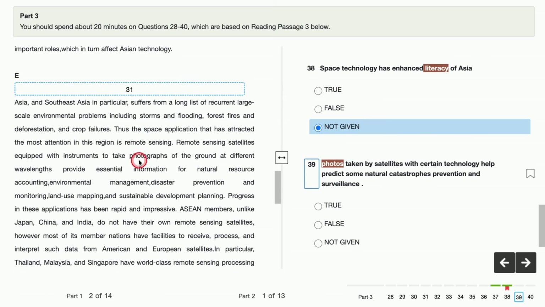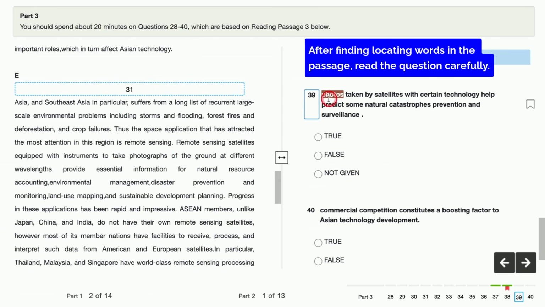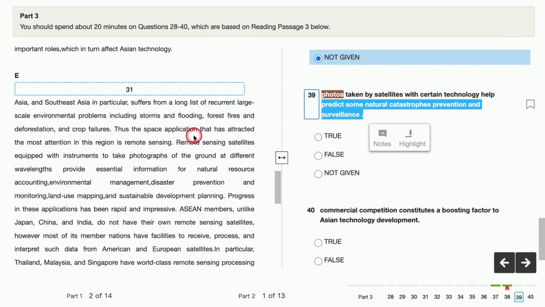Paragraph E mentions photos. Here it uses the word photographs. So now we need to read this question again. We need to read it carefully. Photos taken by satellites with certain technology help predict some natural catastrophe prevention and surveillance. I think the core of this question is here. We need to find out if this paragraph talks about predict natural catastrophe prevention.